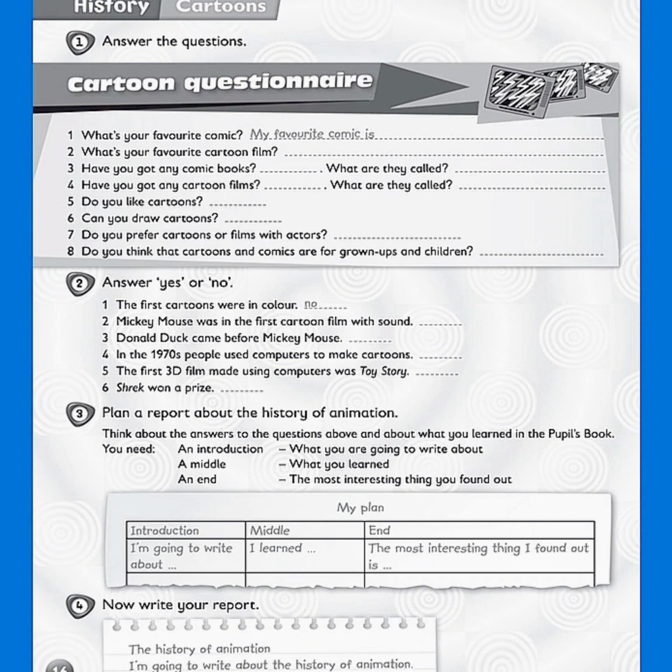Section 3. Plan a report about the history of animation. Think about the answers to the questions above and about what you learned in the pupil's book. You need an introduction, which is what you are going to write about. A middle, what you learned. Then you will need an ending, an end, the most interesting thing you found out. Look at the plan below, my plan.